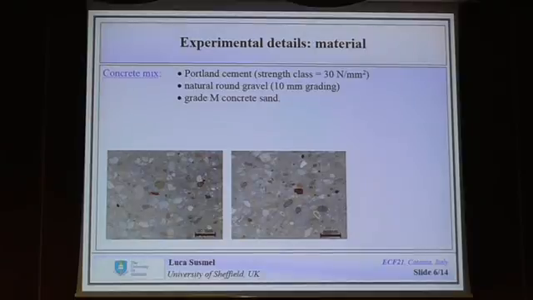Okay, very easy. We went back to the lab, we prepared the concrete mix, which is a very standard concrete mix: Portland cement, natural round gravel, grade M concrete sand.